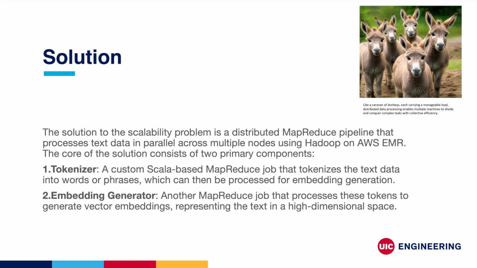The core idea is that we have two programs. One is the tokenizer and one is the embedding generator. Tokenizer is a MapReduce job which will convert the actual data into words. Then these words are converted into tokens using an encoder. The next program is the embedding generator. This is another MapReduce program which takes the tokens and generates the vector embeddings after getting trained by a neural network.